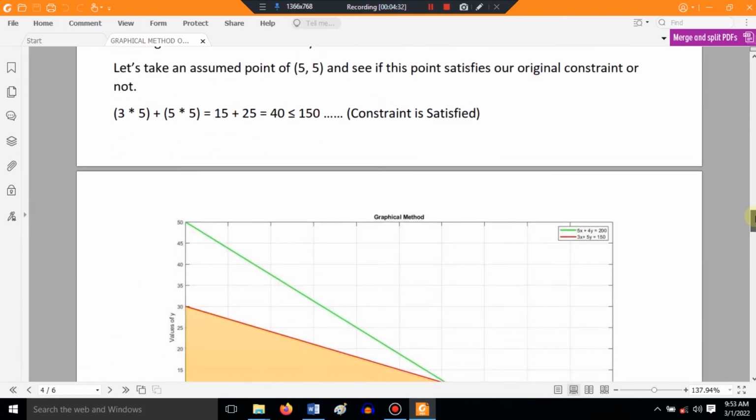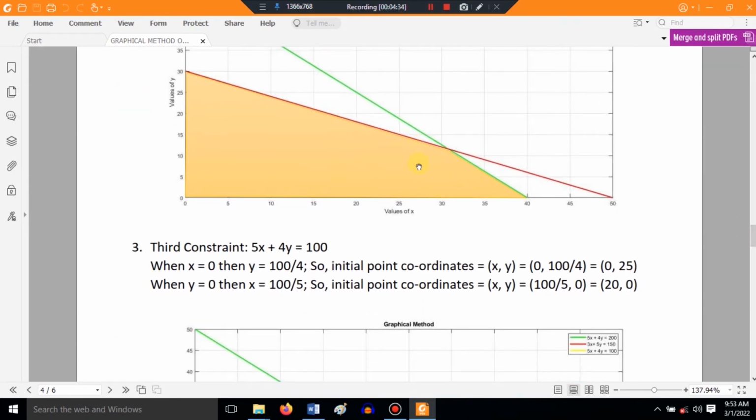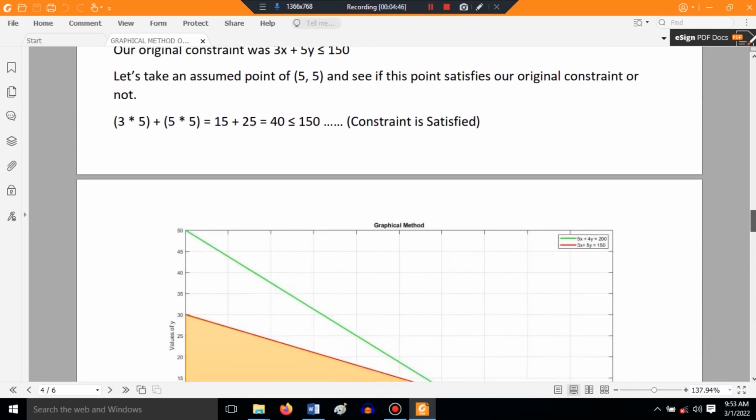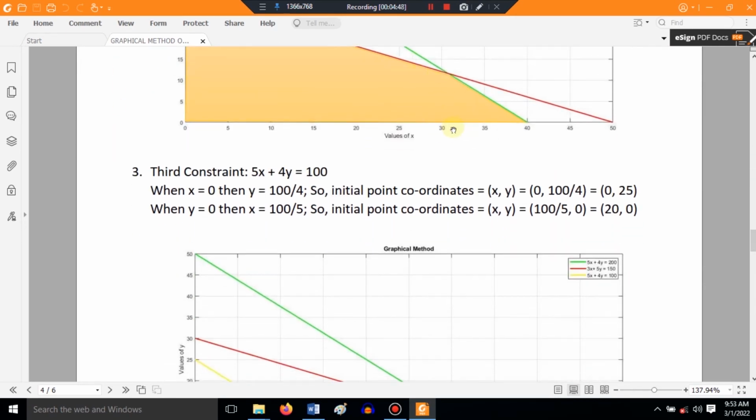So we will highlight that area. So this is the area. This area is below this line, so it's satisfying the green color line. And this area is also below this red color line, so it is satisfying this red color line as well. So now this is our common area.